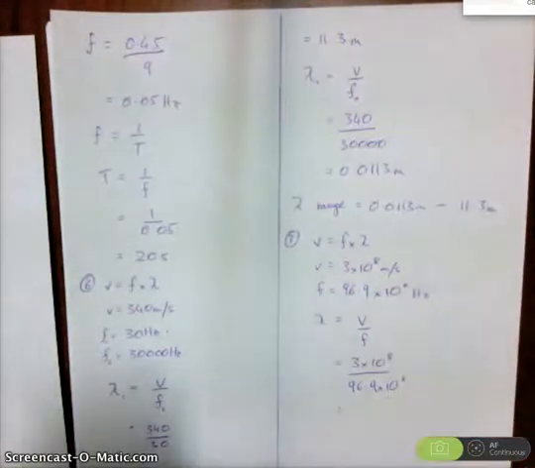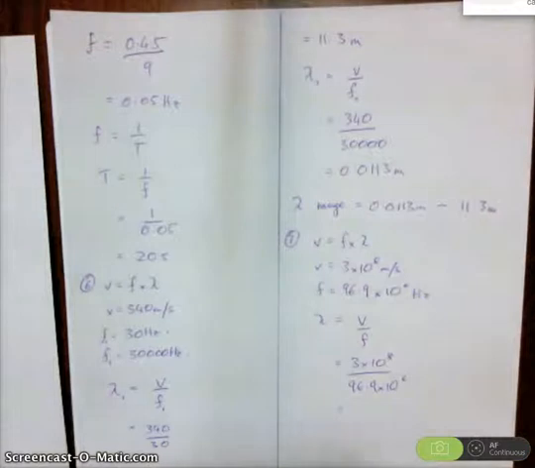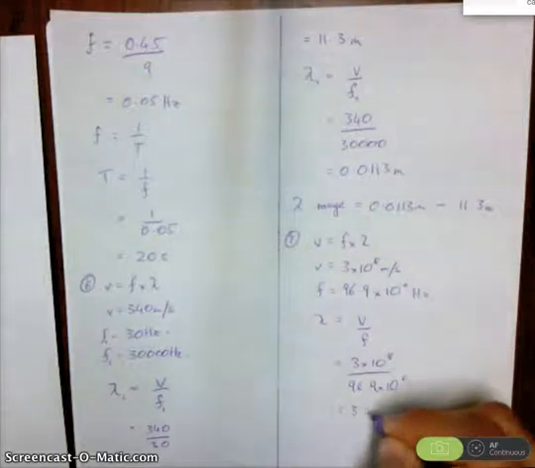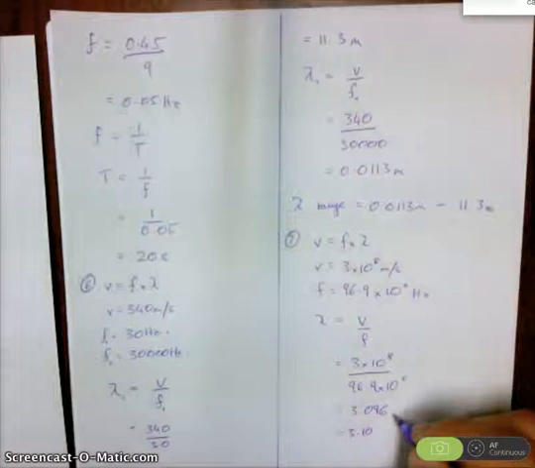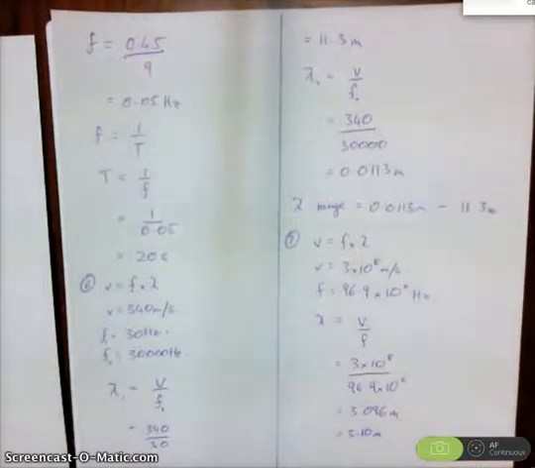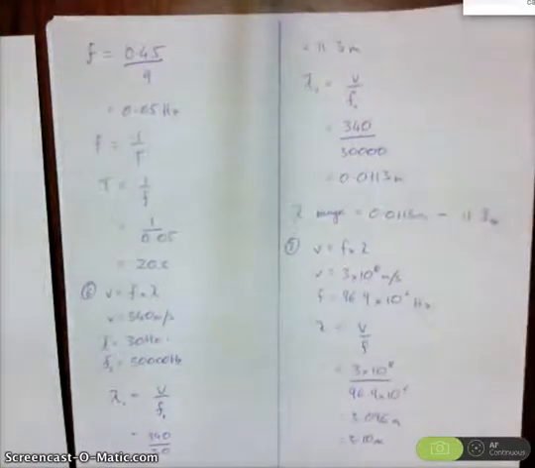If I substitute that into my formula, 3 times 10 to the power of 8 divided by 96.9 times 10 to the power of 6, I end up with 3.096 or 3.10 meters. So when you're listening to the radio, you're tuning your radio station into electromagnetic waves of a wavelength of 3.10 meters if you're listening to Nova.